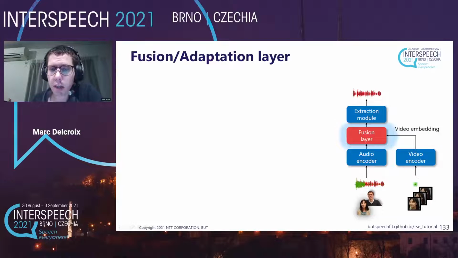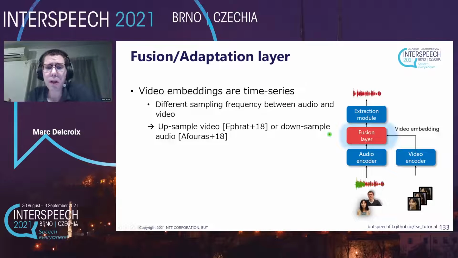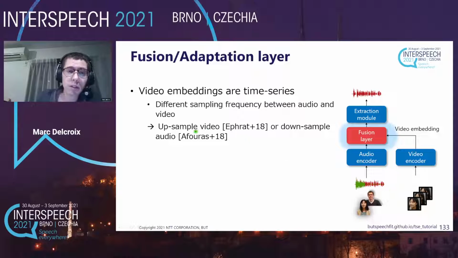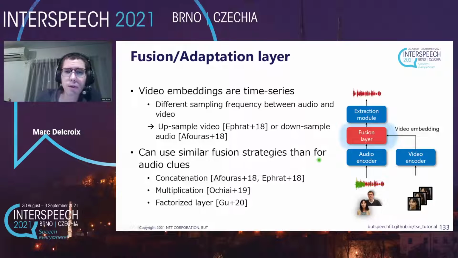So I've described here the video encoder part. I would like now to explain briefly the other parts of the network. First, the fusion layer. The first thing we need to realize is that the audio and the video typically use a different sampling frequency. Therefore, the works usually either upsample the video to match the sampling rate of the audio or downsample the audio. Then for the fusion, after doing that, the fusion itself is very similar to what has been done for audio clues. It can be concatenation, multiplication, or even a factorized layer.